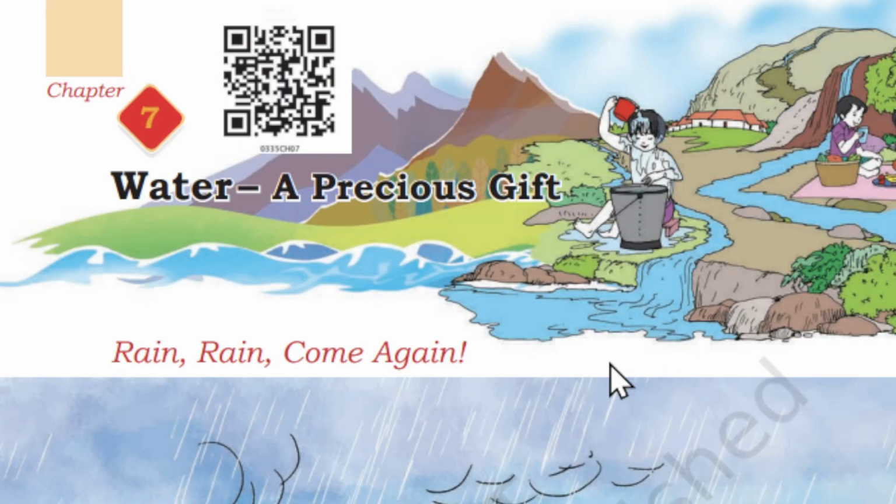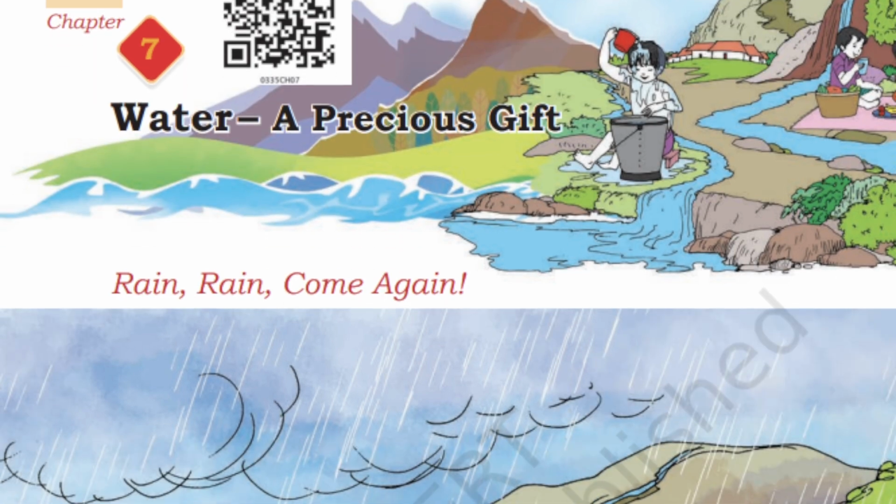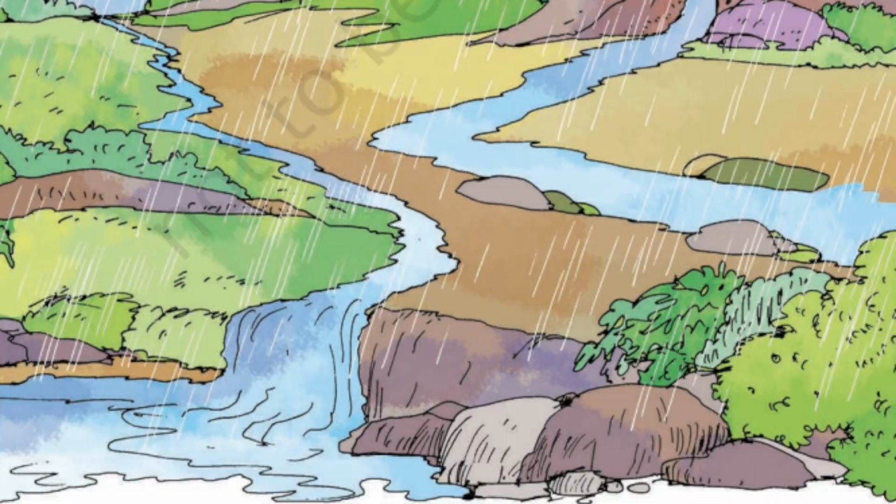So, today we are going to see Class 3 EVS, chapter number 7, Water, a Precious Gift. And this one is part 2 video. Part 1 video is already completed.